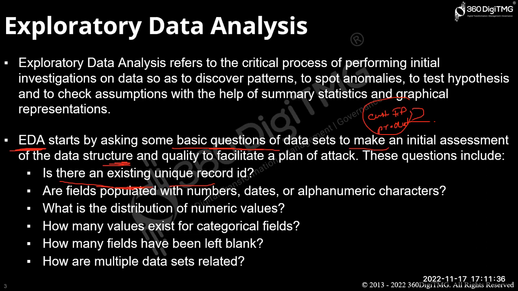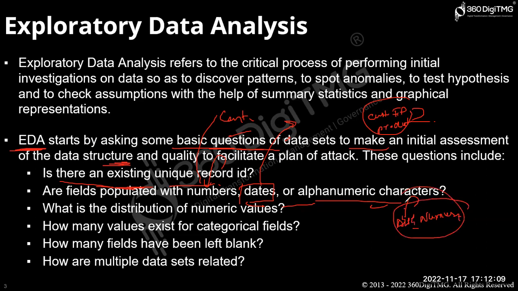Are fields populated with numbers, dates, or alphanumerical characters? If it is only numbers, and if it has decimals, in that case we will consider it as continuous data. If you have just numbers, it might be continuous or it might be discrete. Date, we have separate data. And alphanumerical characters means you will have numerics and you will have alphabets as well. Combined, we call it alphanumeric.